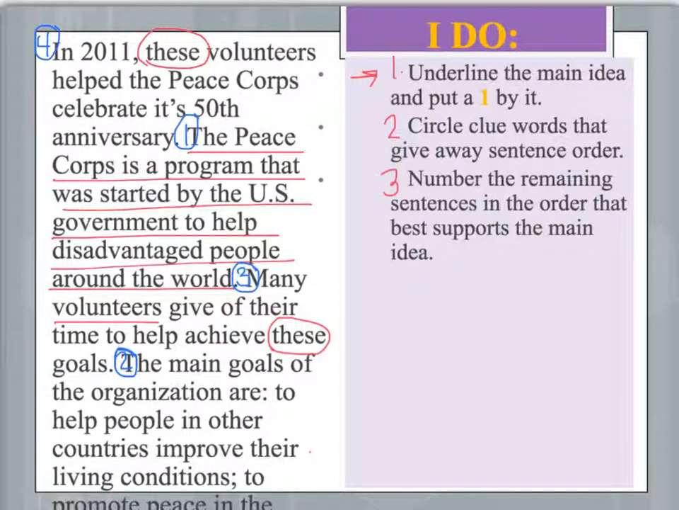Okay, if you'll go to your paper now, and if you'll do the next 2 you-dos on your own.